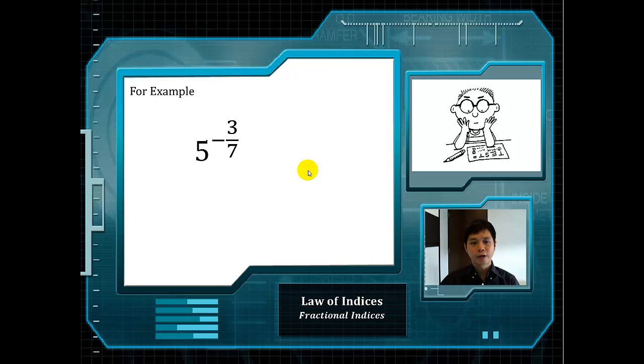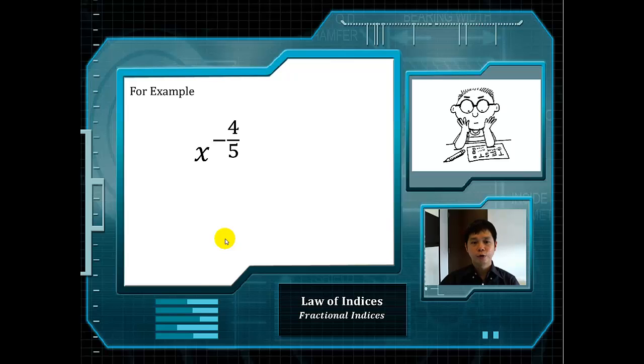Now let's look at some numerical examples. 5 to the power of negative 3 over 7. The negative is the inverse. The 3 is the power and the 7 is the root. We shall now convert the negative power to 1 over. Can you recall what goes into each box here? Yes, this is the 5, this is the 3, and this is the 7. This is the same as the previous law of indices. It's just that we have added an inverse due to the negative power.